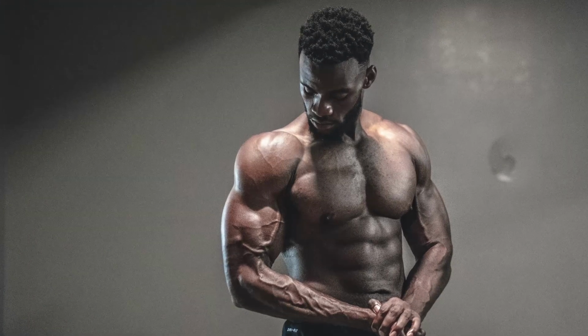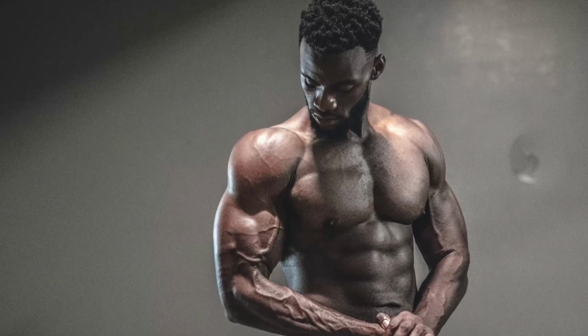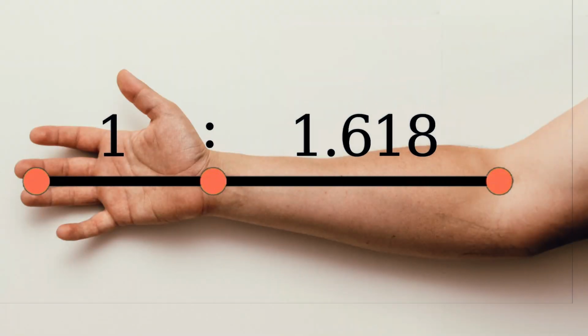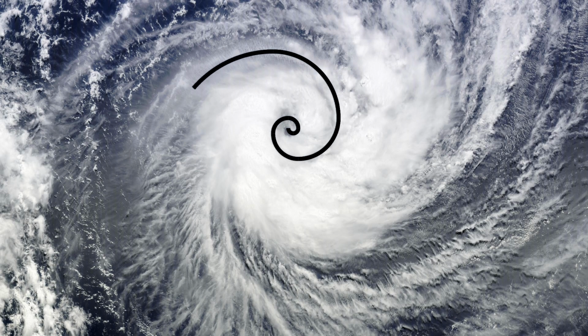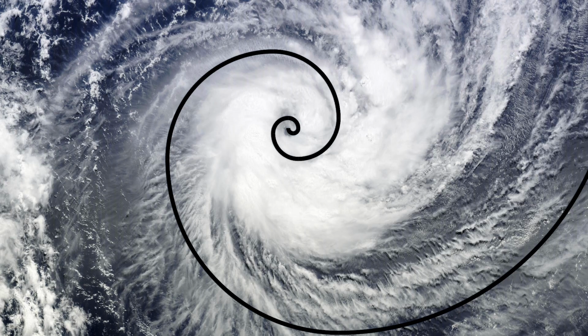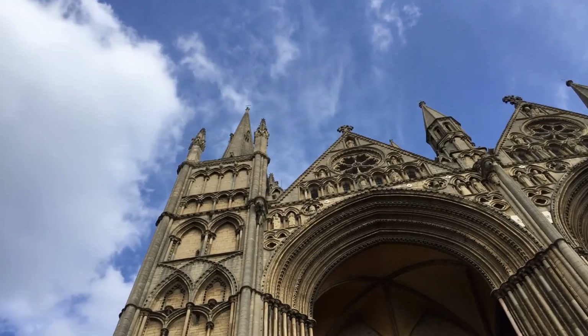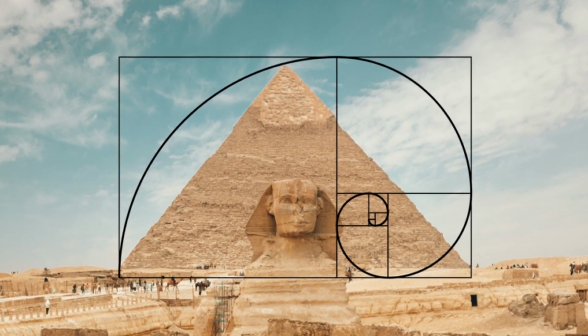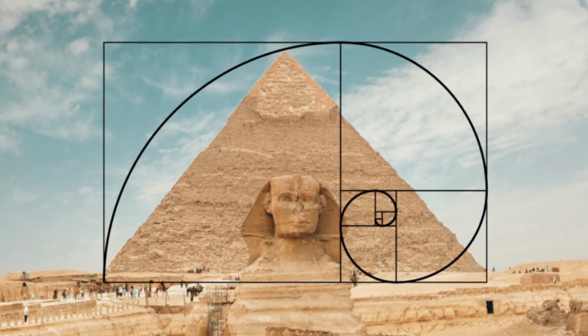Even the human body exhibits many examples of the golden ratio, such as the ratio of the length of the forearm to the length of the hand. Hurricanes form logarithmic spirals as they move across the ocean. The golden ratio has been used in architecture for centuries. The Great Pyramid of Giza is one of the earliest examples of the golden ratio in architecture.